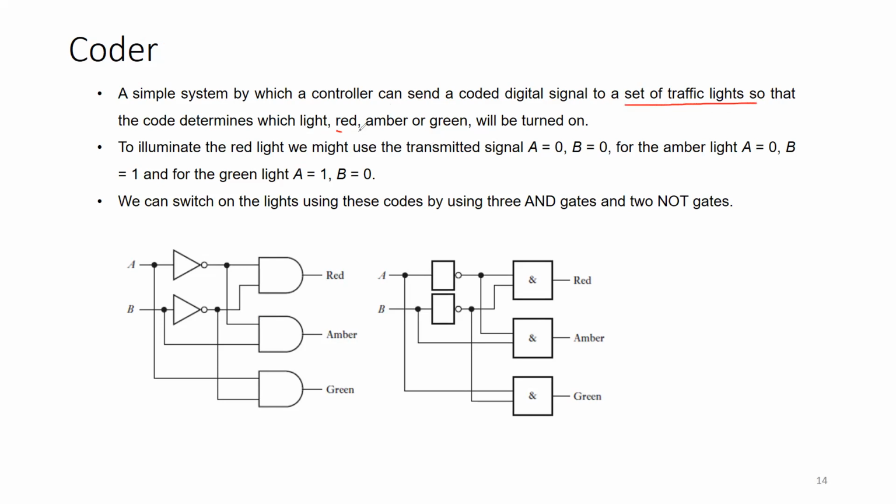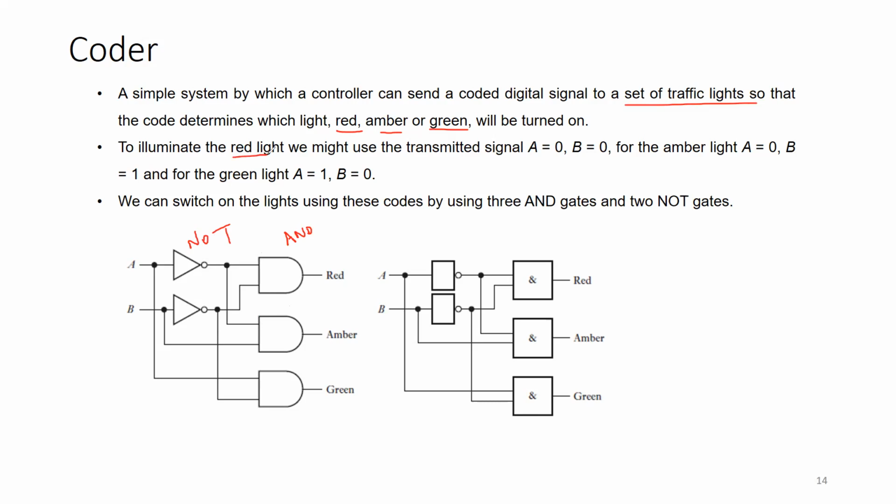red, amber, and green signals with various combinations. So here you see three AND gates combined with two NOT gates. So it is one example. You can have combinations in a number of ways.